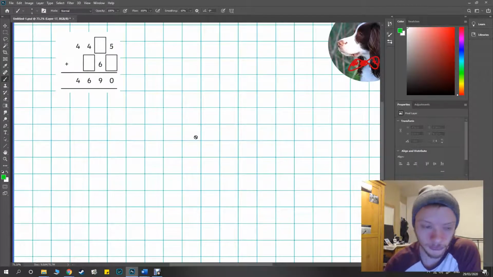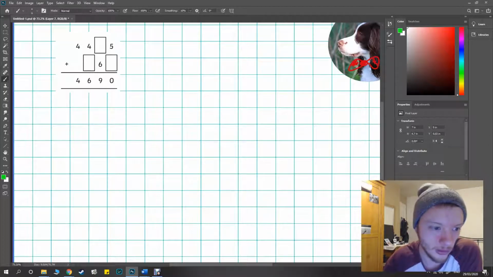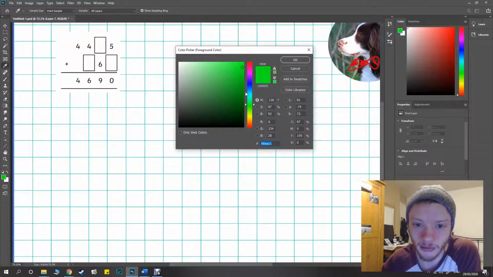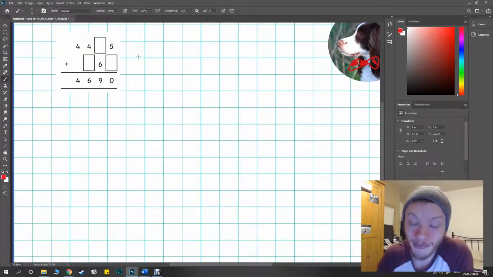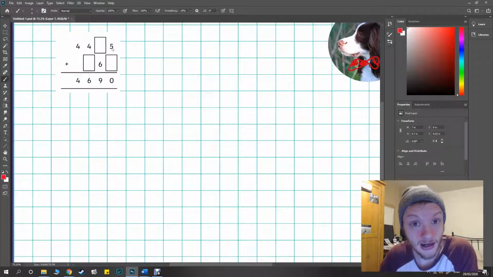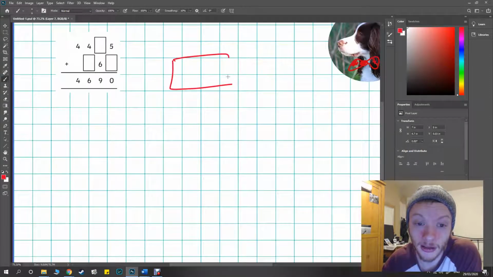There we go. Alright. I'm going to swap back to my red pen, I think. Nice. Okay, I've got 3 missing numbers in this one. Doesn't mean it's any harder, it just means I've got to think a little bit more. I'm going to start with the 1s again. I've got 5 add... Tricky question. 5 add something makes a 0.